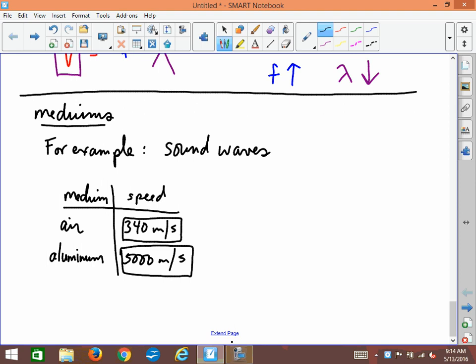And that's it for today. So make sure you understand all of these concepts before we move into sound on Monday, because we need to have all this under our belts so that everything makes sense.